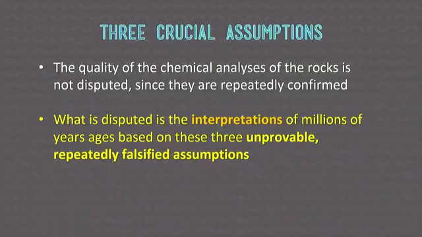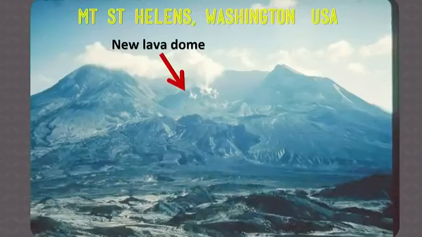I send a sample to the lab, they'll send me back the analysis, and then they plug the analysis into equations with the assumptions built in to calculate the age of the rock. So it's the interpretation of the millions of years based on these three unprovable, repeatedly falsified assumptions that we're disputing. So let me give you some concrete examples. Some of this may be revision for you, but that's fine.